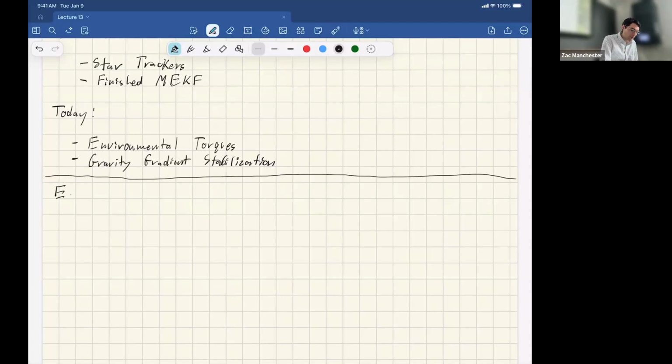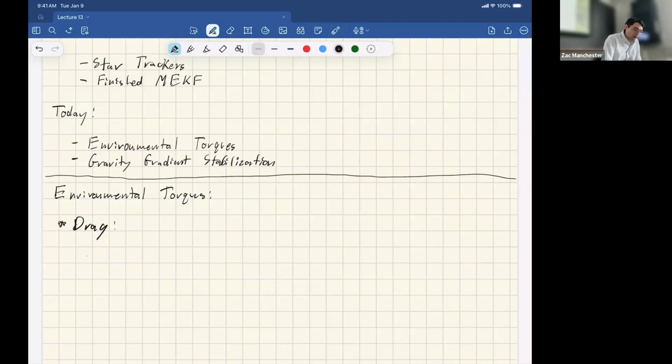So let's talk about environmental stuff a bit. None of these are super surprising, but let's try to enumerate disturbance torques from the environment on the spacecraft. So anyone have any? Want to try throw some of these out? Drag. Yeah, drag's a good one, and we kind of already hinted at some of it in the homework. Let's talk about that a bit.